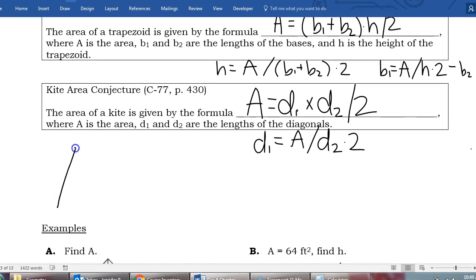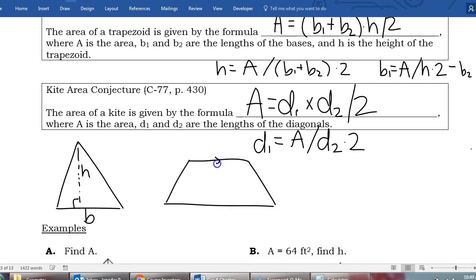I'm going to add a couple pictures so that we know where to find these measurements on each of our shapes. So if I have a triangle, my base is at the bottom and my height again is how tall it is, not how long the sides are. If I have a trapezoid, my bases would be the top and the bottom, and again the height is how tall it is, not how long the sides are.